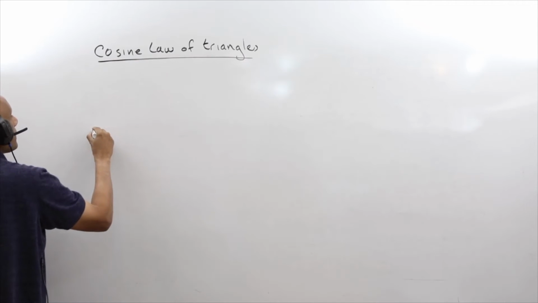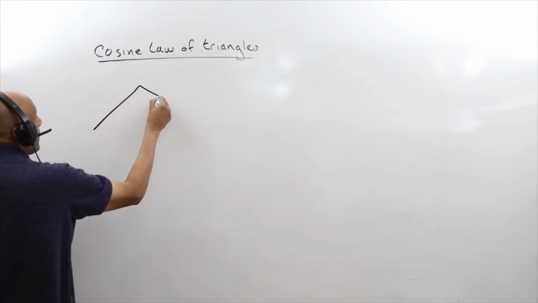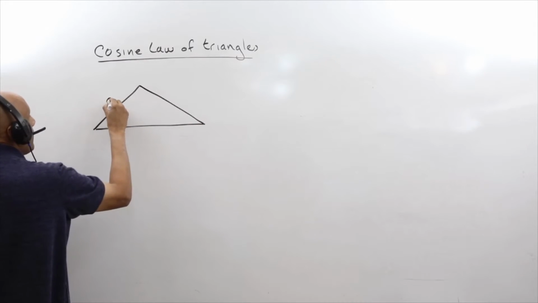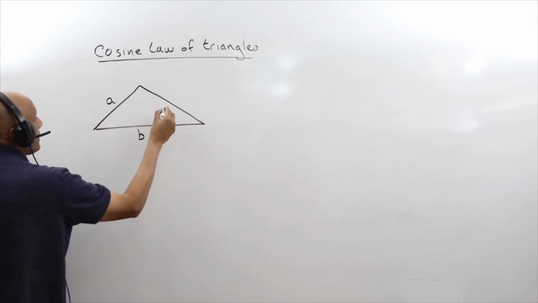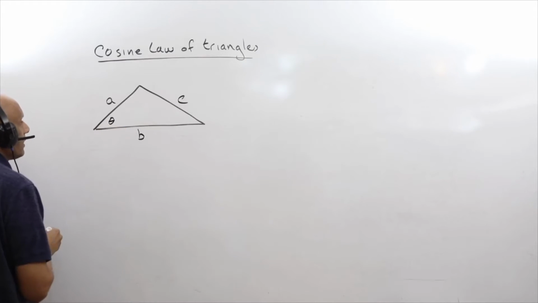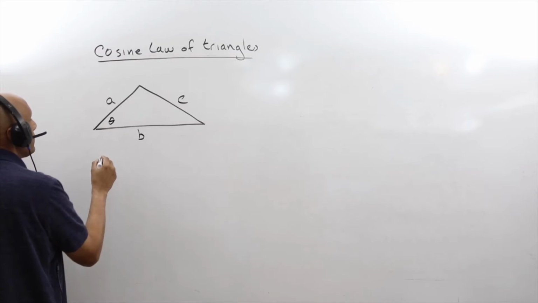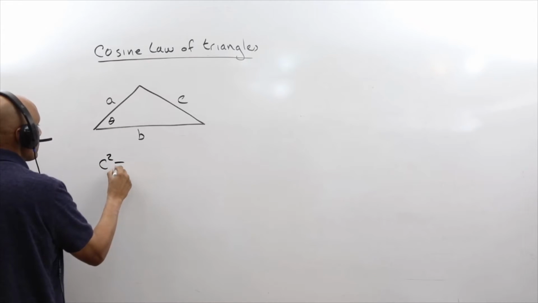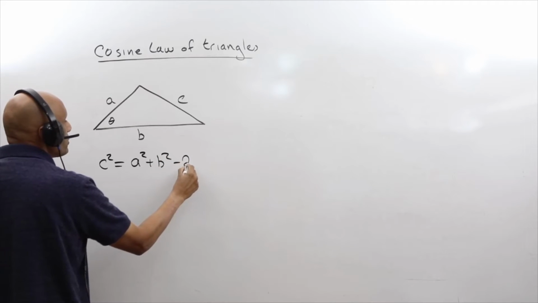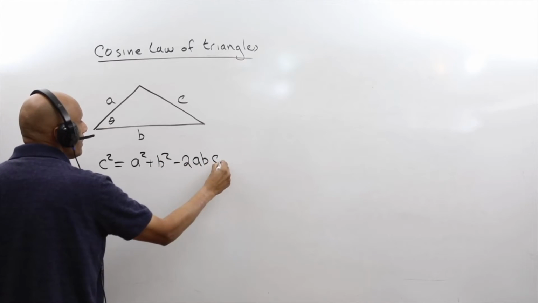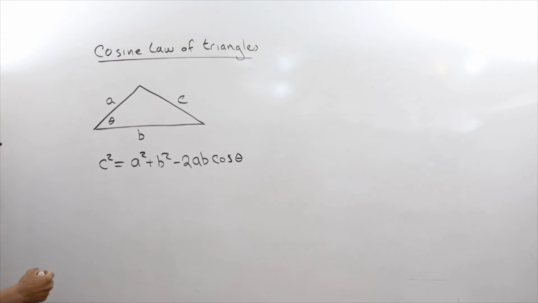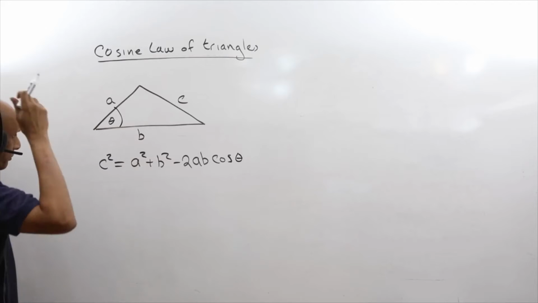And the law basically says that if you're given a triangle with three sides of length A and B on this side and C on the other side, then if somebody gives you an angle theta, the cosine law says that the length of C squared is equal to A squared plus B squared minus 2AB cosine of the angle theta between the A and B sides. Now I'm going to prove this, right?